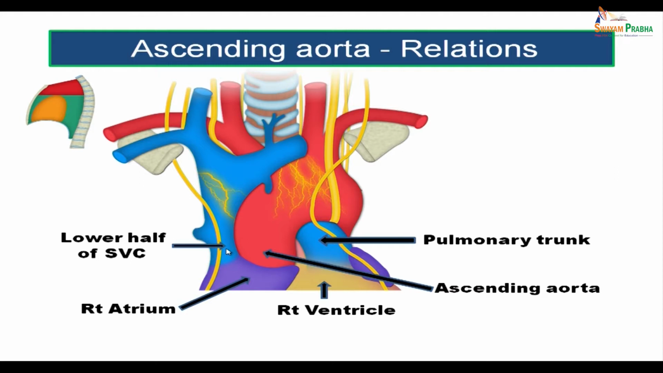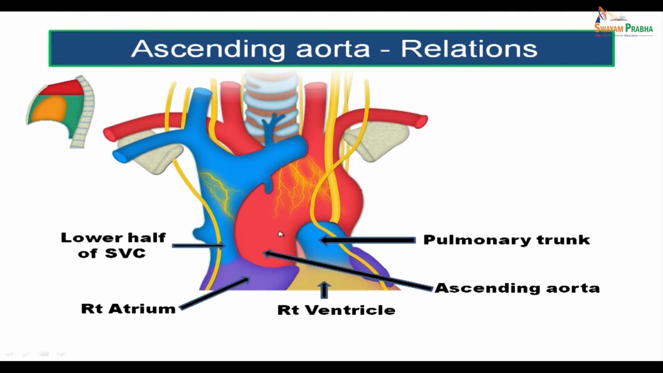On the right side of the ascending aorta is the lower half of the superior vena cava along with the right atrium. On the left side, you find the rest of the pulmonary trunk, the upper part of the pulmonary trunk, along with its division into right and left pulmonary arteries. The right pulmonary artery will pass behind the ascending aorta.